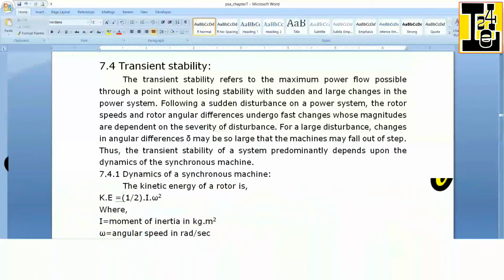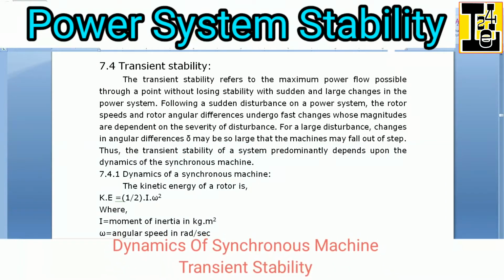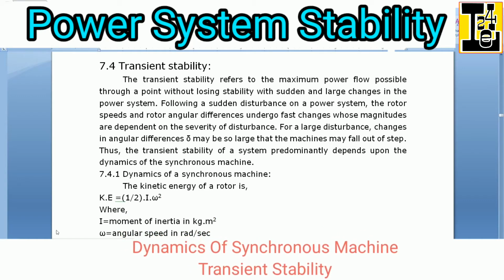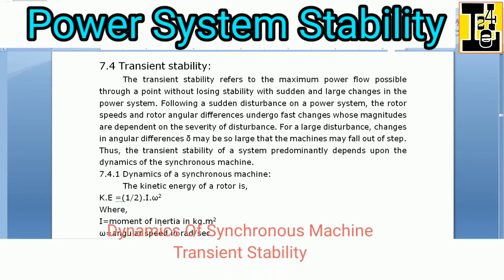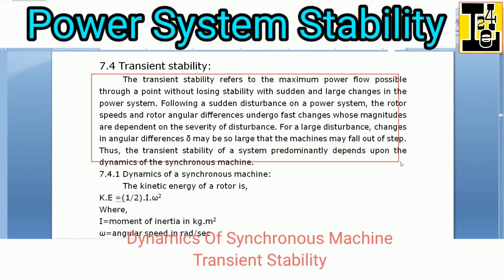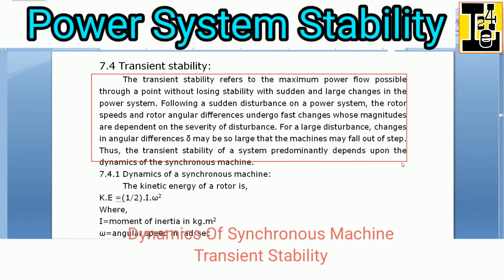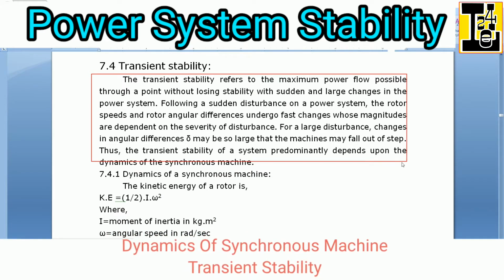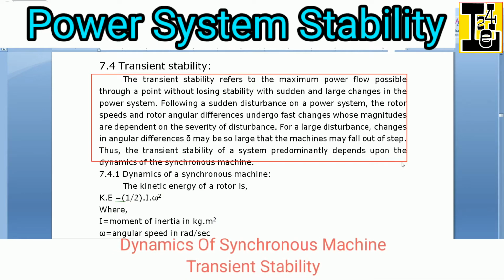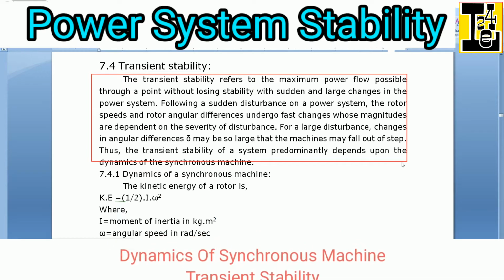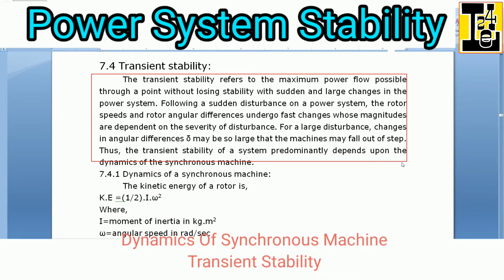Let us see the dynamics of synchronous machine. The transient stability refers to the maximum power flow possible through a point without losing stability with sudden and large changes in the power system. Following a sudden disturbance on a power system, the rotor speeds and rotor angular differences undergo fast changes whose magnitudes are dependent on the severity of the disturbance.